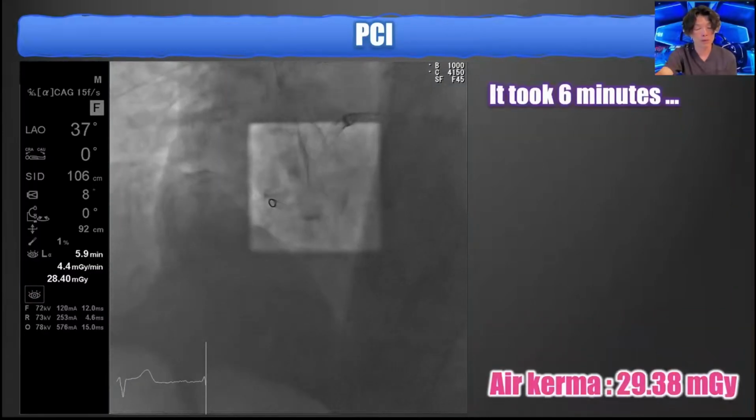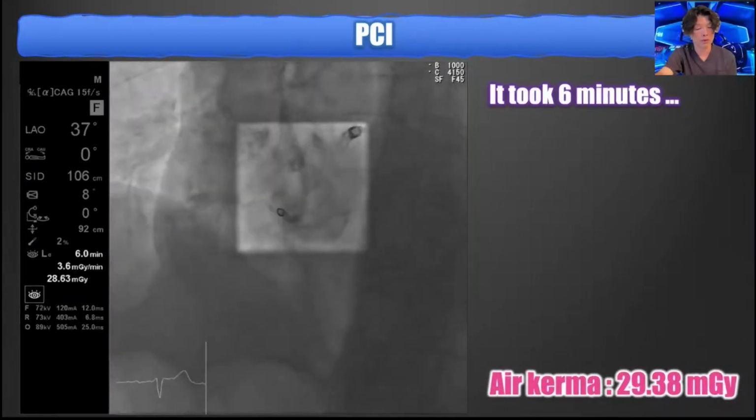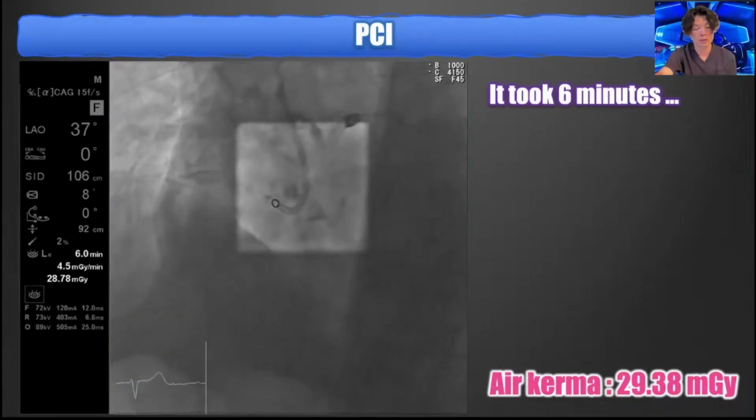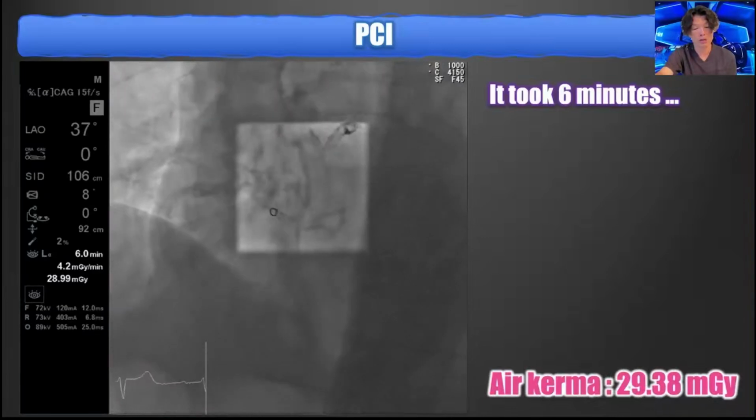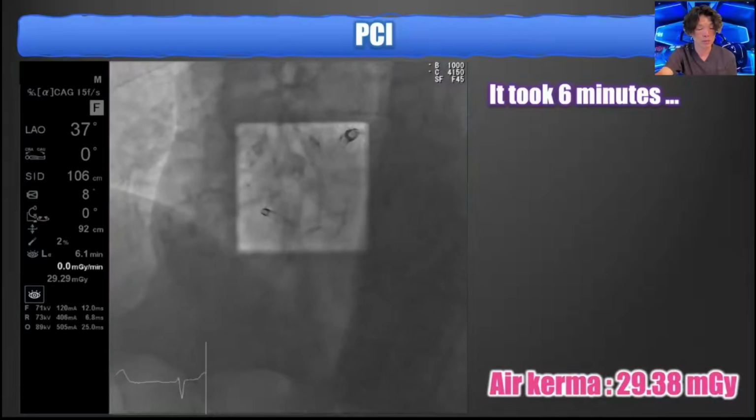By employing the spotlight from the outset, we were able to engage both guide catheters within 6 minutes, leading to an initial radiation dose of 9.38 milligray.